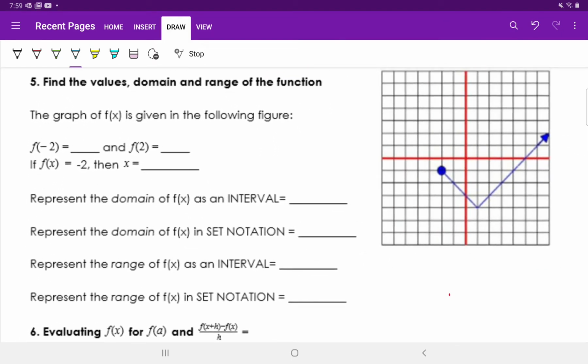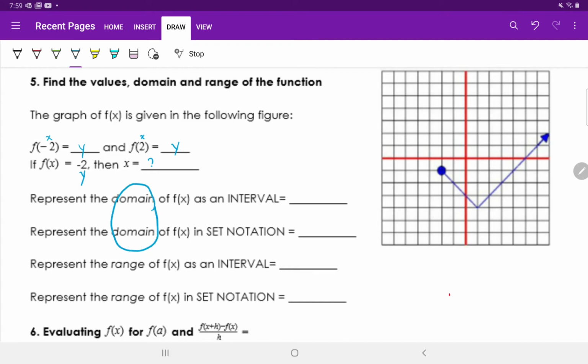For number 5, this one is another graphical image where we're looking for a domain and range and some values here. So to start, we're given an x value and we want to find a y value. Given another x value, we want to find the y value. And then we're given a y value and we want to find an x value.